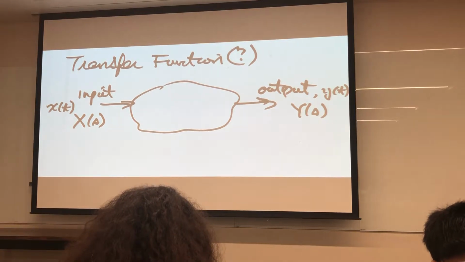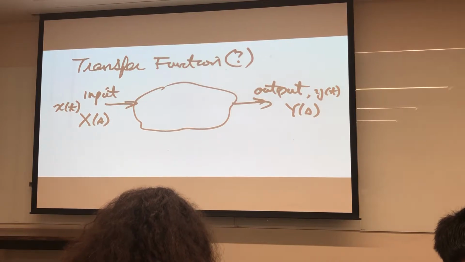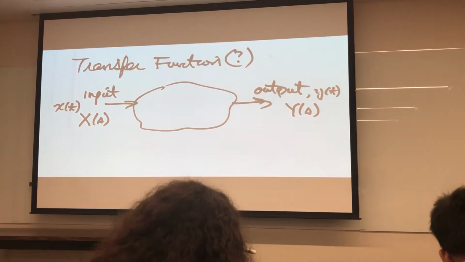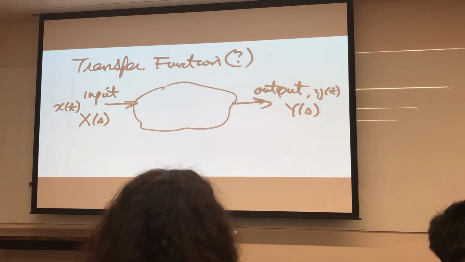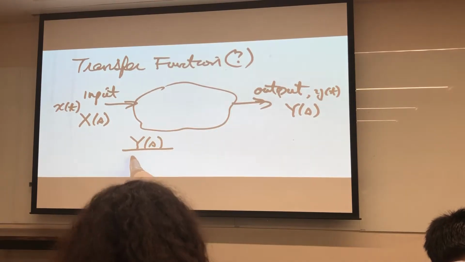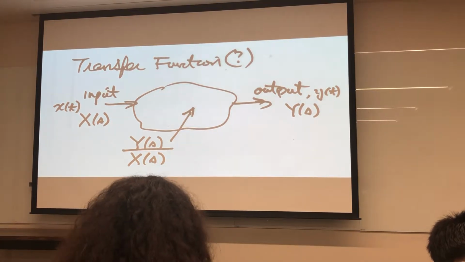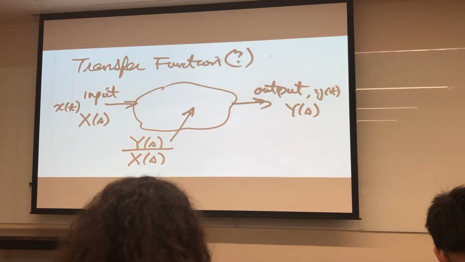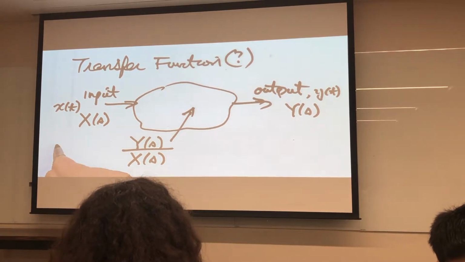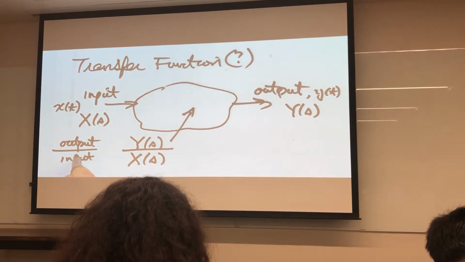Okay? And you say, wait, what's the difference between capital and lowercase? It's just a way to help us remember that one's in time domain and one's in transform domain. So the transfer function, we have to remember, is the ratio of output over input. So it's Y of s over X of s. This is the transfer function. This is the thing that we put in the box here. Okay, so it's a ratio, output over input. That's this idea.